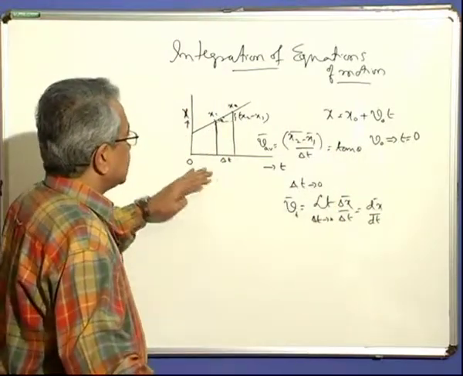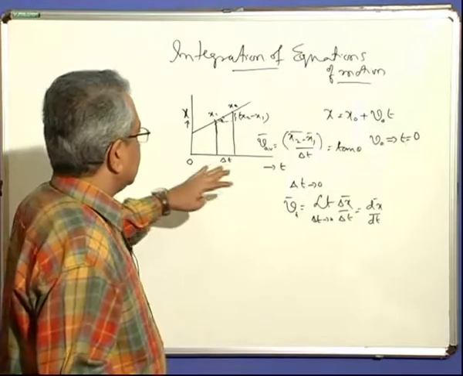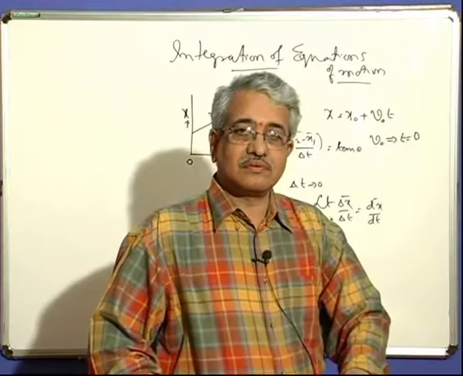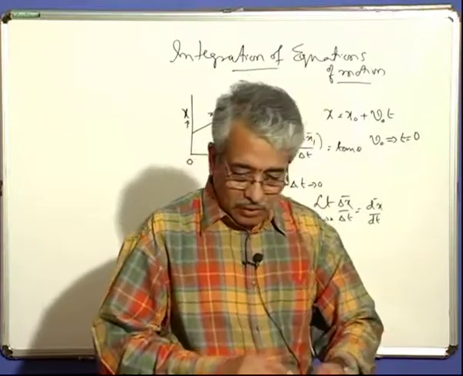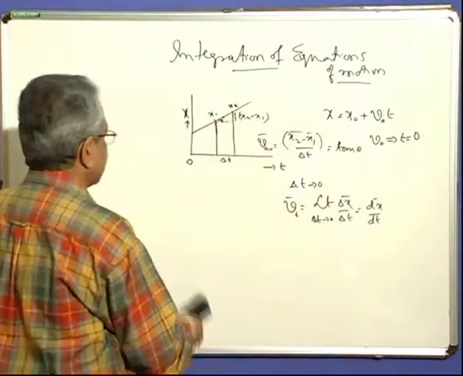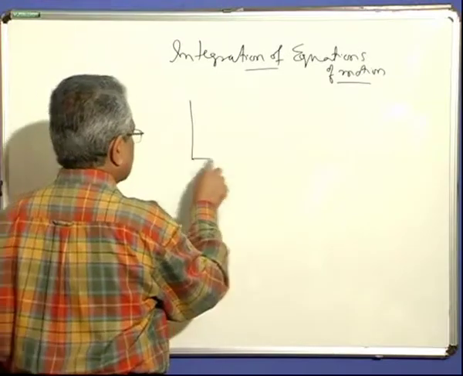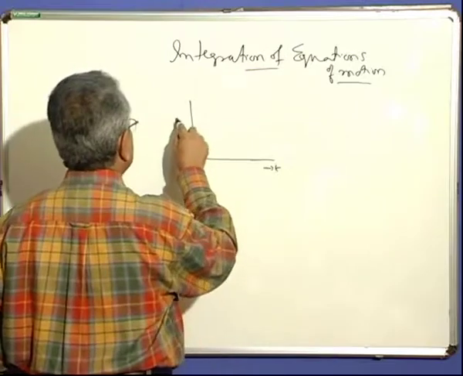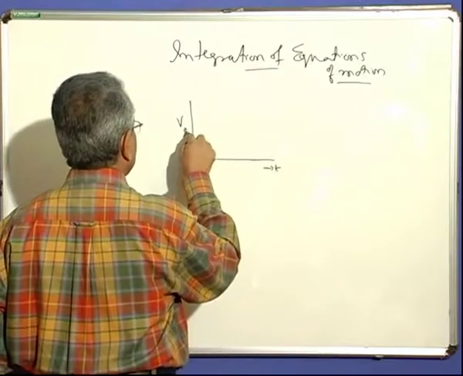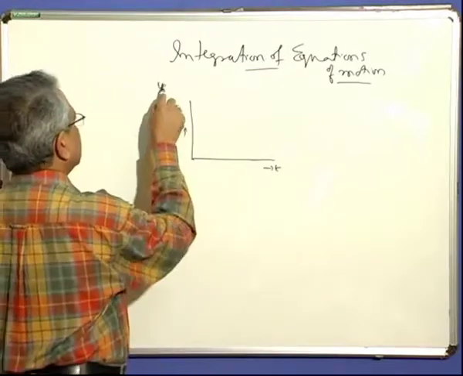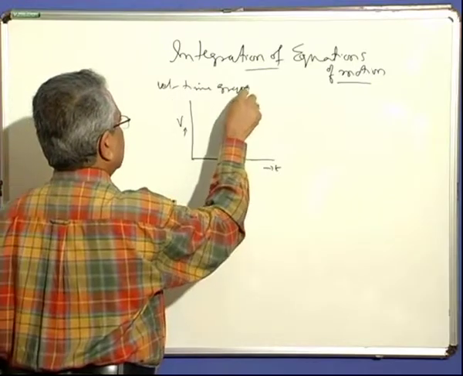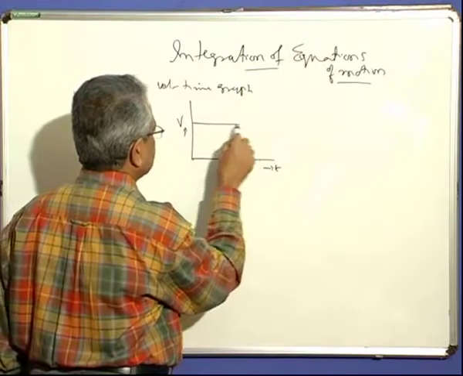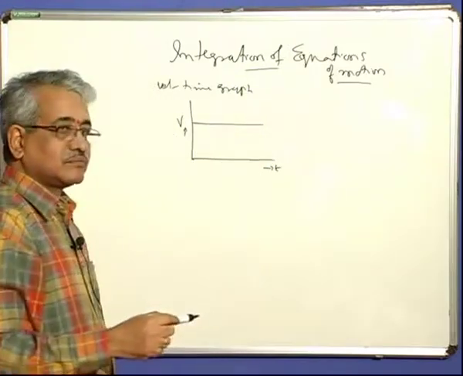But suppose the velocity is not constant. Suppose the velocity is varying. Then how will the graph be? Then we have to think of a variety of graphs like this. Suppose the velocity is given in a graph like this. We call it a velocity time curve, a velocity time graph. If velocity is constant, like what you have shown earlier, you will get a straight line parallel to the x-axis like that.